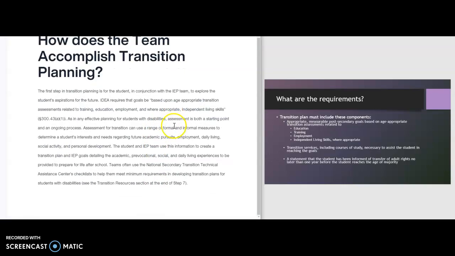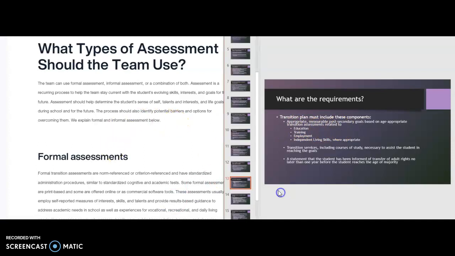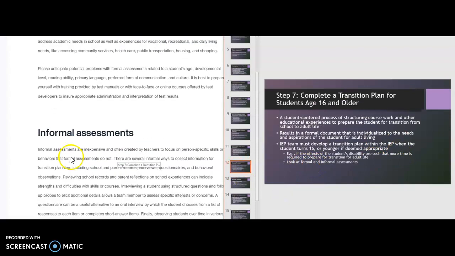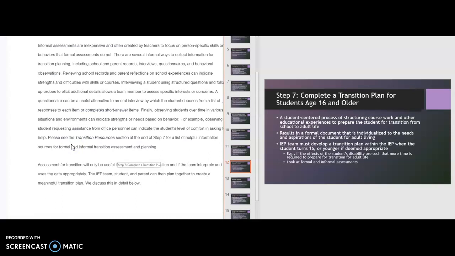Must include appropriate measurable post-secondary goals based on age-appropriate transition assessments. And you want to make sure that we're using formal and informal assessments, because I may have actually skipped this. And the second half of this course is all about transition. So step 7 really leads us into the second half of the course, where we're going to talk more about transition and what it means and what it looks like.